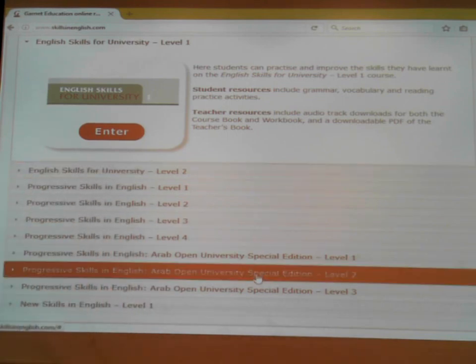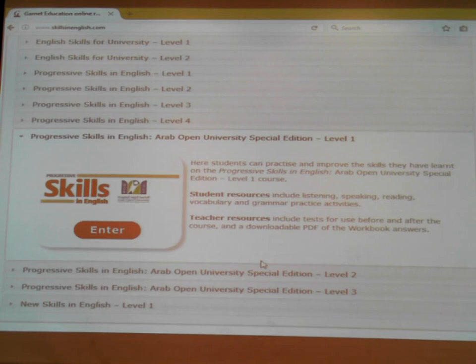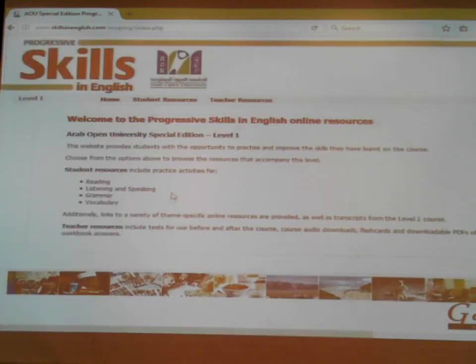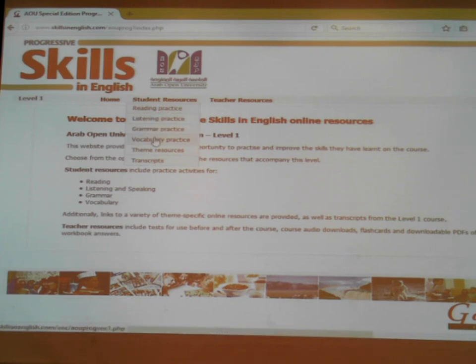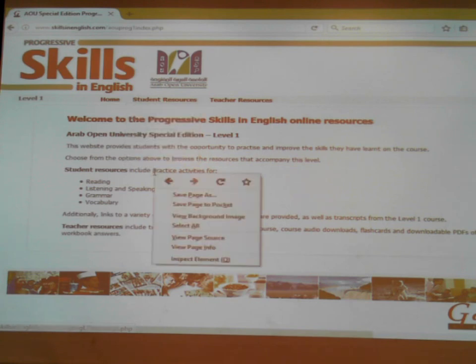Now, let's choose level 1, and this is corresponding to the level of 099 in our curriculum, right? And this is the kind of series or the level that we're using as a sample for our training. The student will press enter, and here it goes, all the resources for the student. We have reading practice, listening practice, grammar practice, vocabulary practice, theme resources, and even the transcripts for the listening he has and for the activities.